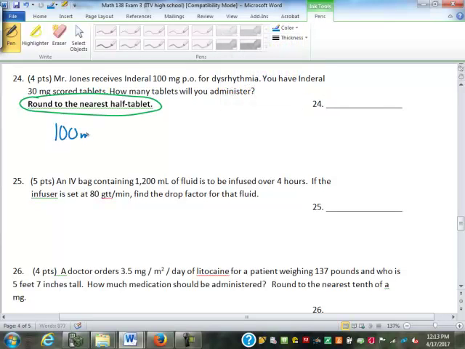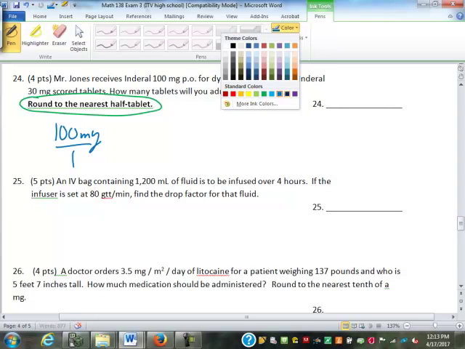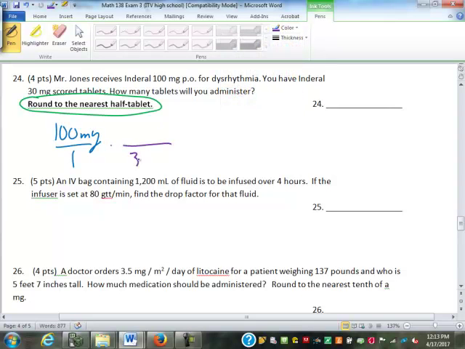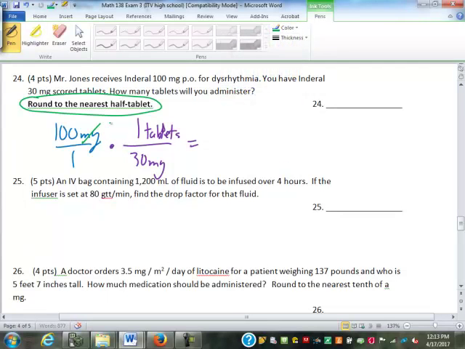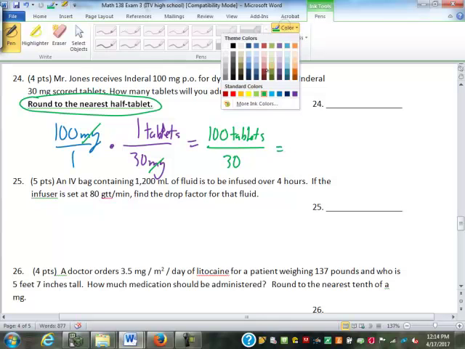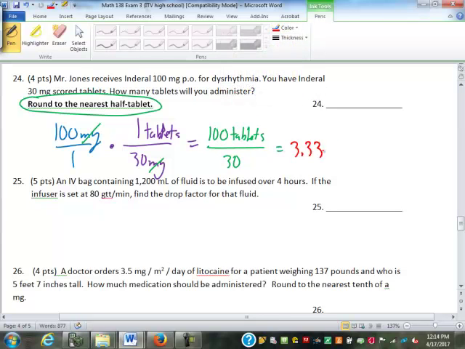So 100 milligrams is the order. We have 30 milligram tablets. So that multiplies out: 100. The milligrams cancel. 100 times 1 tablet is 100 tablets. 1 times 30 is 30. That divides out to be 3.33 tablets, or 3 1/3 tablets. That is closer to 3.5 than it is to 3. So it is 3 1/2 tablets that would be administered.